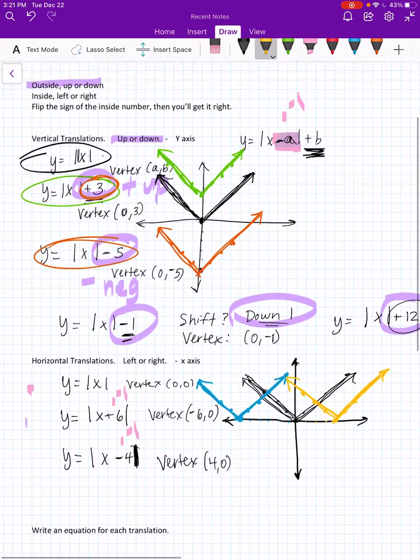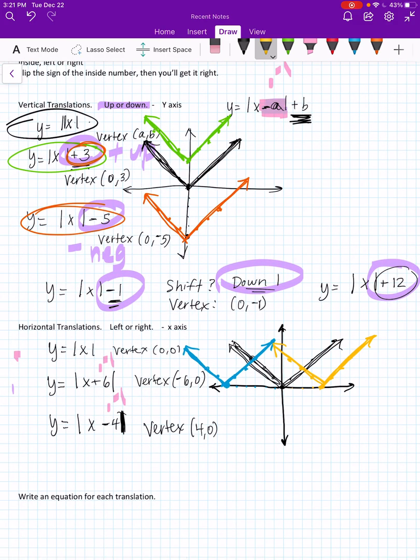Inside, when it's inside, it moves left or right. So if I have, say, y equals the absolute value of x plus 2, you could give me the vertex and you could give me the shift. So the vertex would be -2, 0. Got to multiply by a -1. Multiply by a -1. So -2, 0.